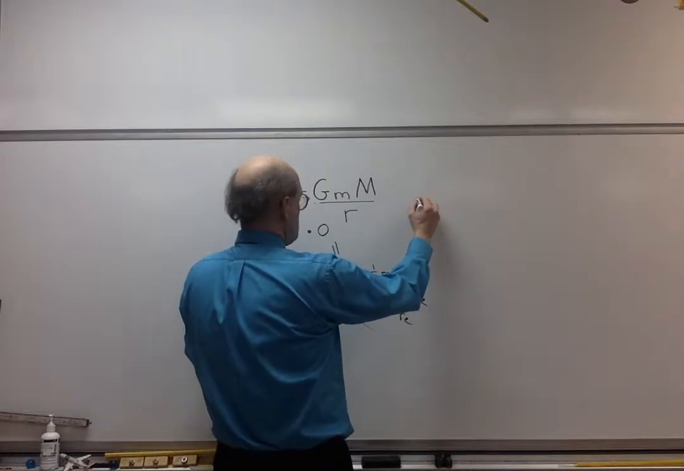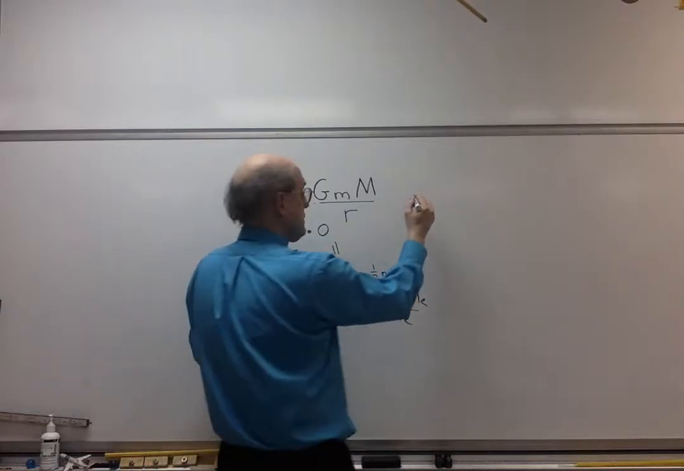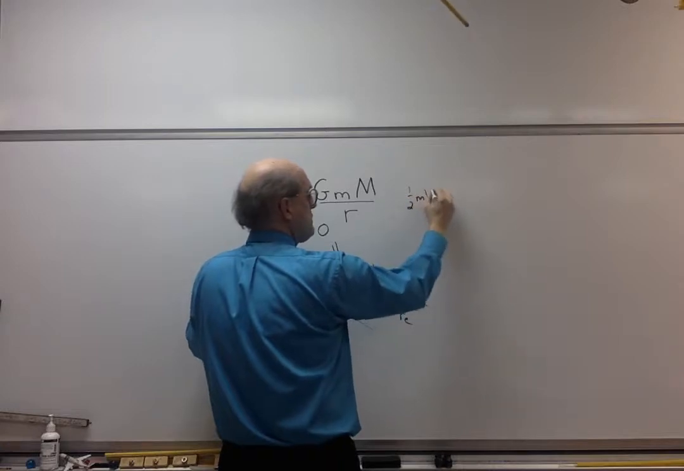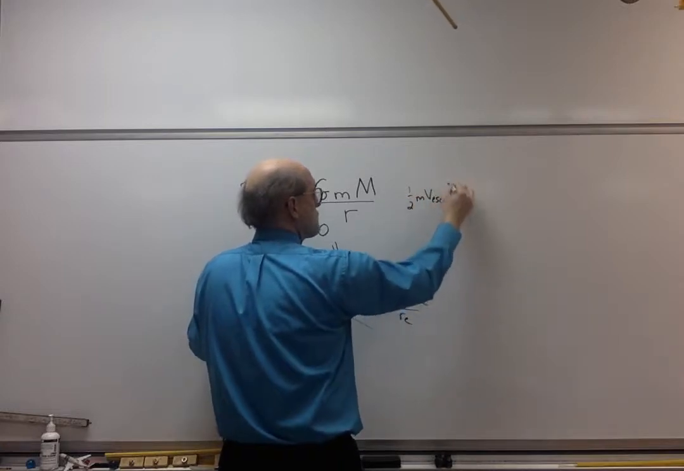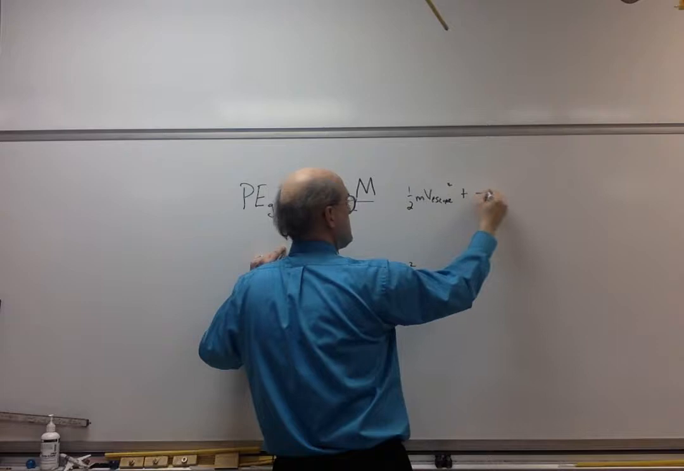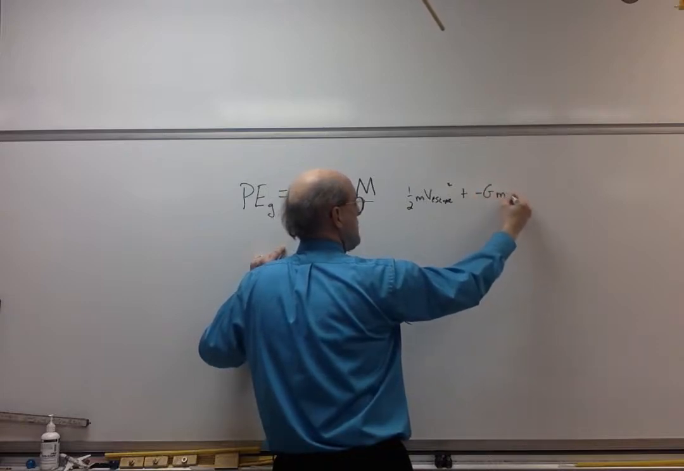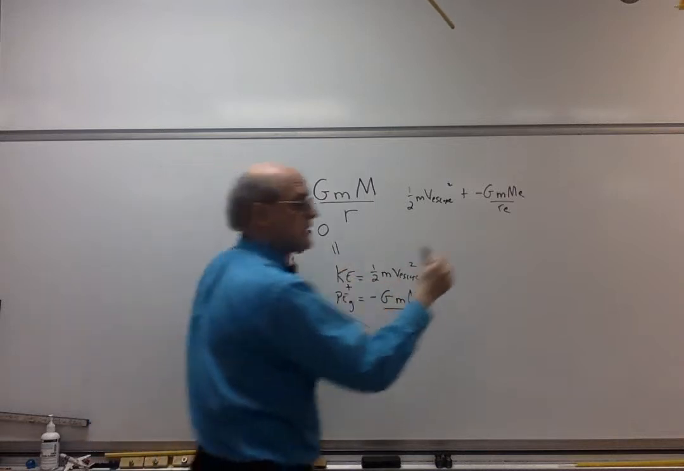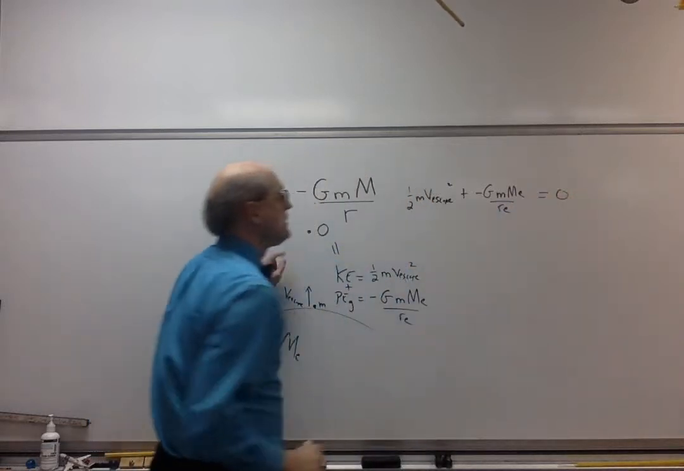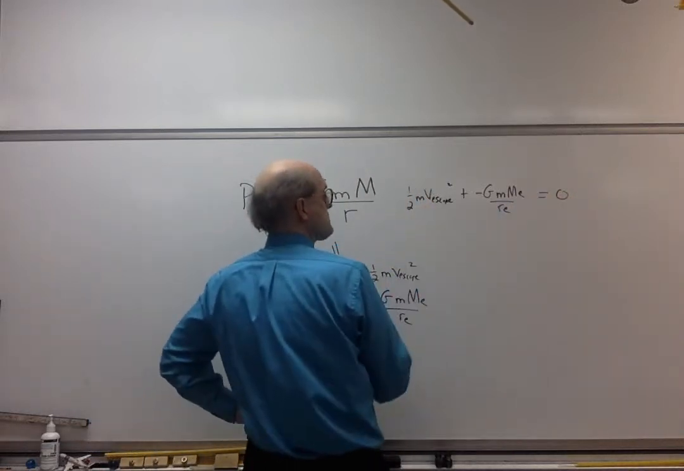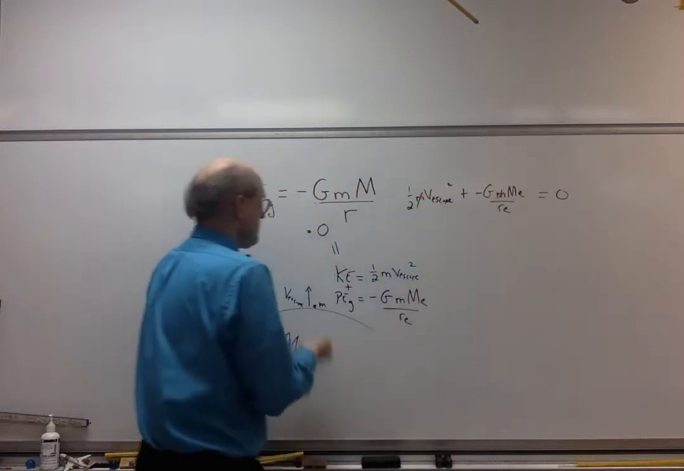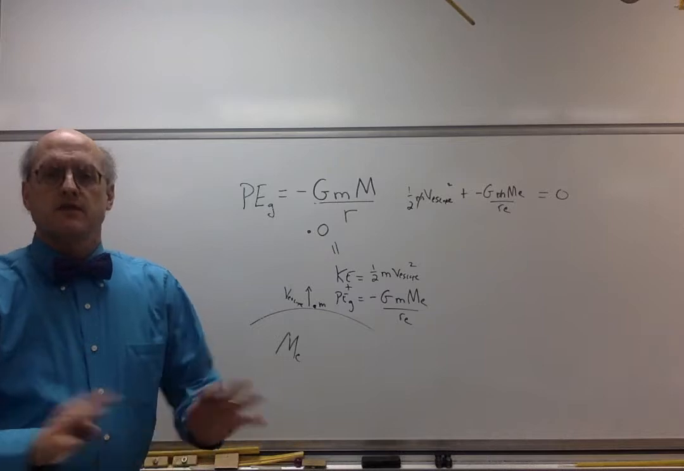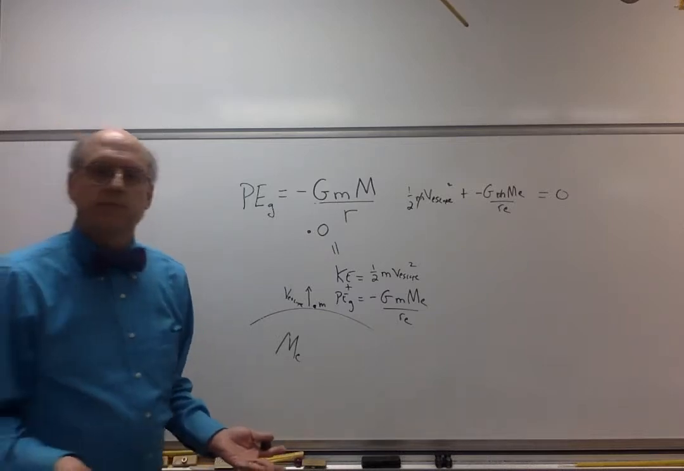So let's write an equation, conservation of mechanical energy. We have 1/2 m v escape squared plus a negative G times M_e over R_e. Add those two together and we get 0. So now let's solve for escape speed. Well, first of all, the mass of the object, which in this case was supposed to be an apple, cancels out. So the mass doesn't matter.